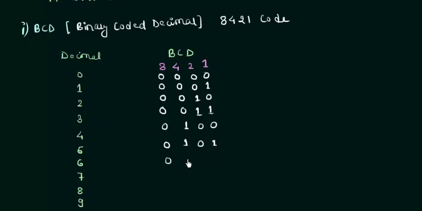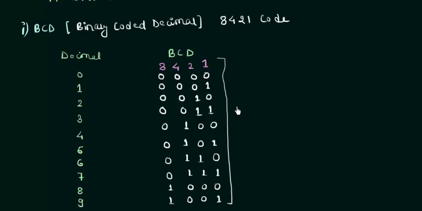6 is 0, 1, 1, 0, since 4 plus 2 is 6. 7 is 0, 1, 1, 1. 8 is 1, 0, 0, 0. And the last one, 9, is 1, 0, 0, 1. So this whole set of codes is called BCD, binary coded decimal, because we have coded the decimal numbers into binary, 4-bit binary. We require only 4-bit binary to represent up to 9.